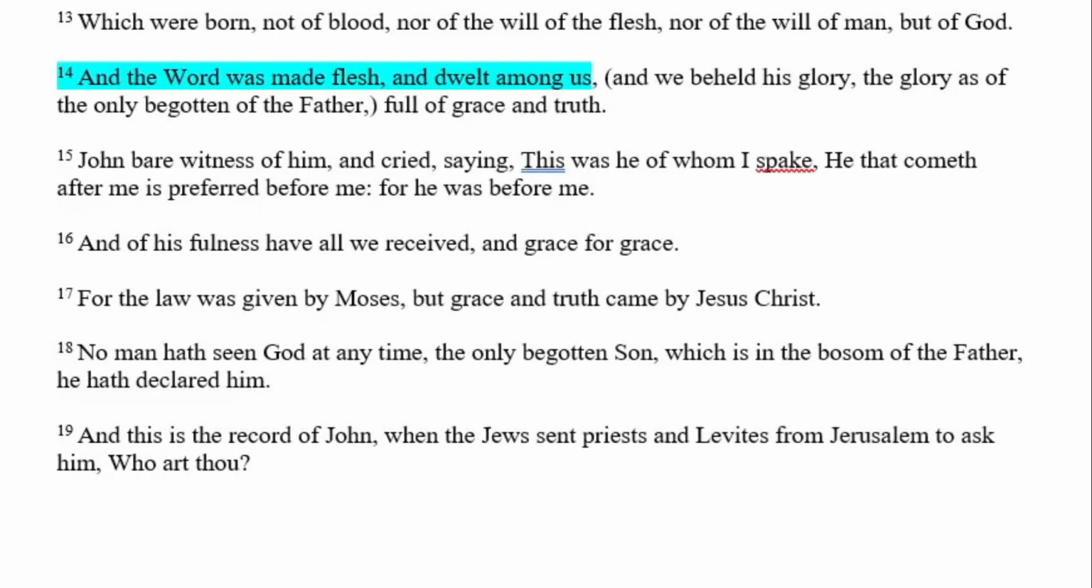Now, if we go back to John, and the Word was made flesh and dwelt among us. Does that sound like anything? The Word was made flesh.